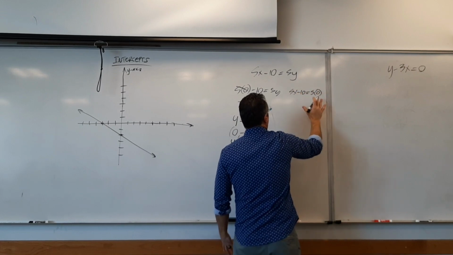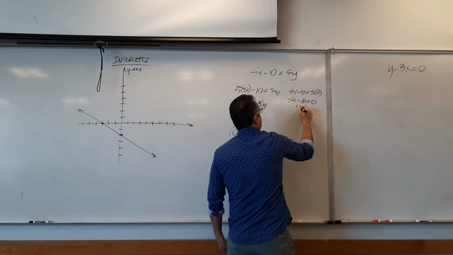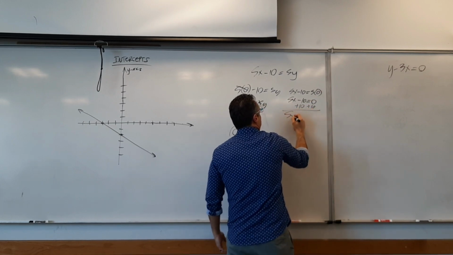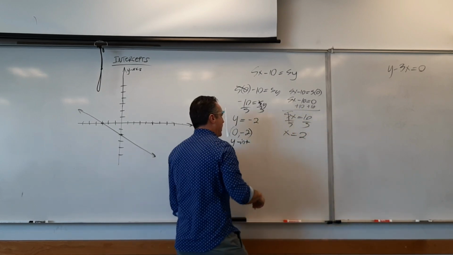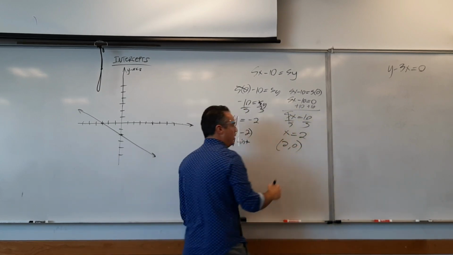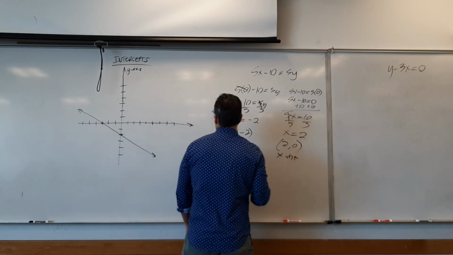I don't care what order you do it in, but you better know what you're doing. Meaning, which one do I get? So we're going to add 10 to each side. We get 5x equals 10. We divide by 5. We get x equals 2. And so now we got 2 comma 0. And what intercept is that? It's your x-intercept, right?